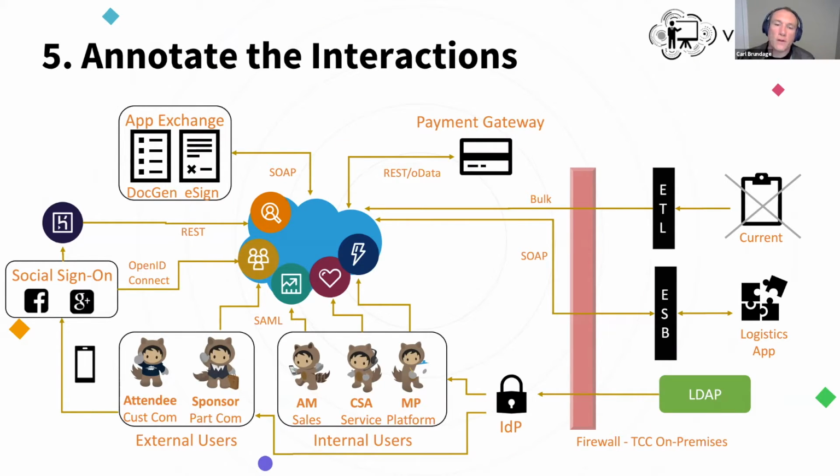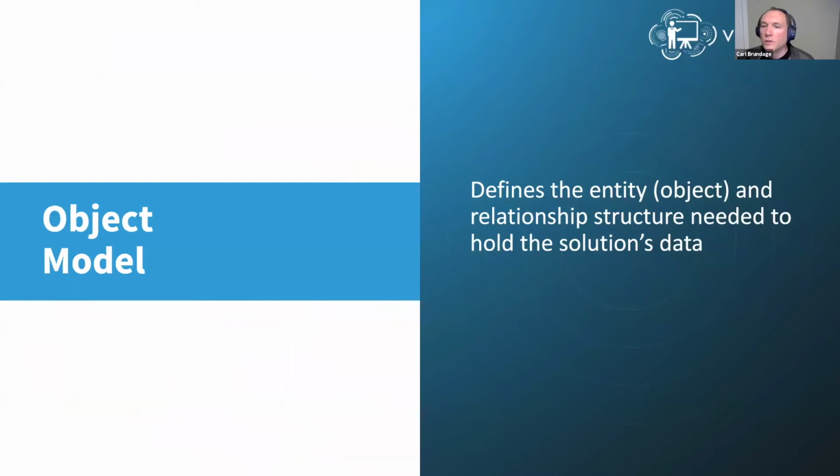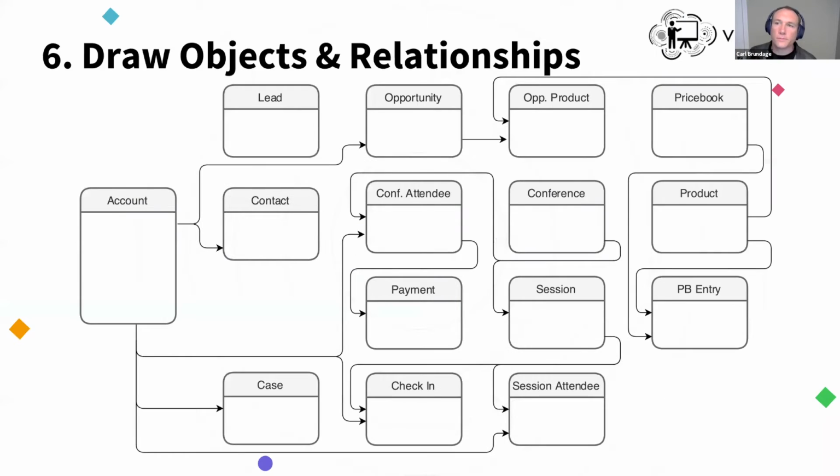So we have one picture now that has a lot of information about what this system is going to be. We can use it with our customer to have those conversations. So now let's think about the object model, or the data model. This is going to define the entities or the objects in Salesforce and how they relate to each other that's needed to hold all of our data.